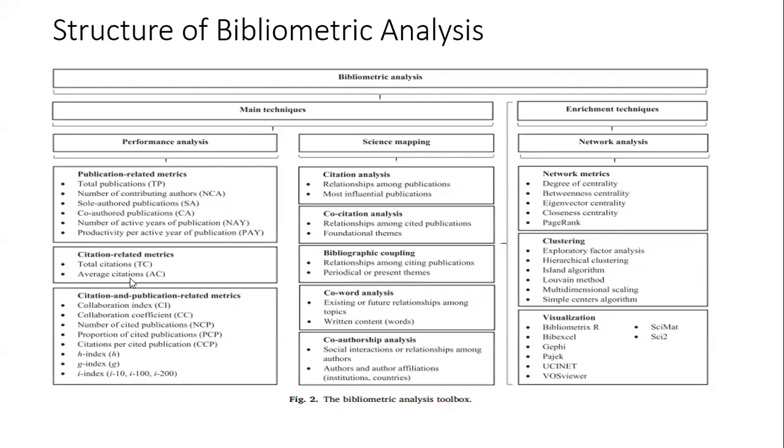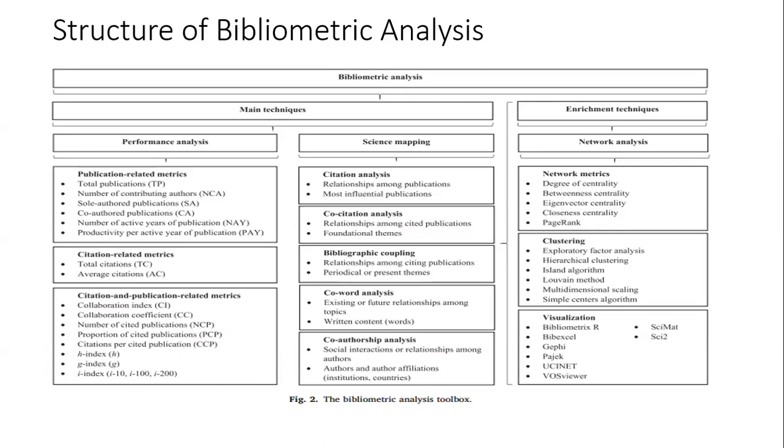Then we also have citation related metrics, which are total citations and average citations. When a paper is cited, what it means is that you write a paper, you publish it in the journal, and some people write their article, then they cite you. And that is recognized in the repository that we are using. If one paper cites you, you have one citation. If 10 papers cite your work, you've got 10 citations. It goes on and on.